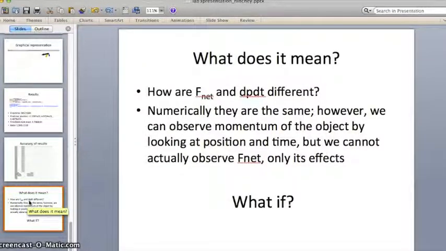While both F net and dp dt have the same value, as given in Newton's second law, dp dt is the calculable result of F net. We can observe the impact that F net has on the system and its surroundings, but we cannot actually observe the force itself. It is essentially the force impact that dp dt has on a system.